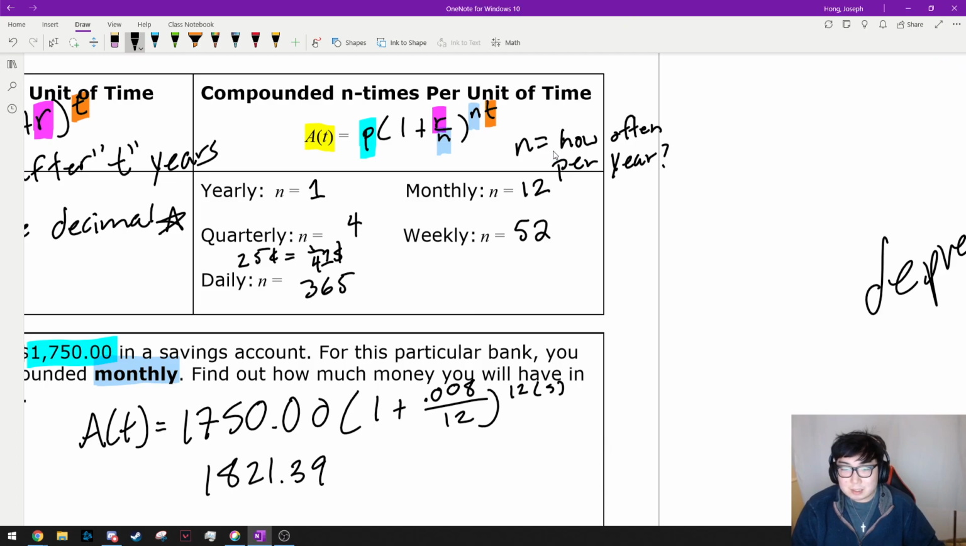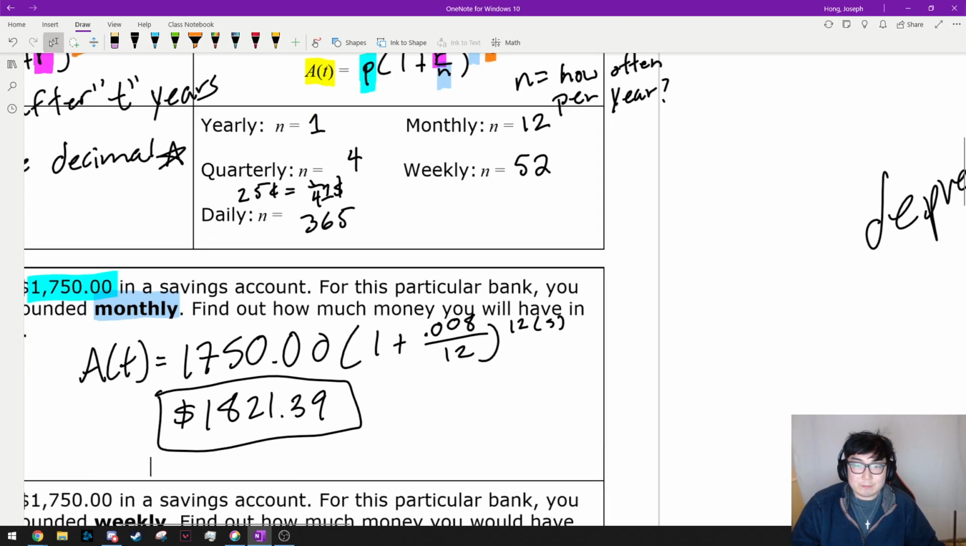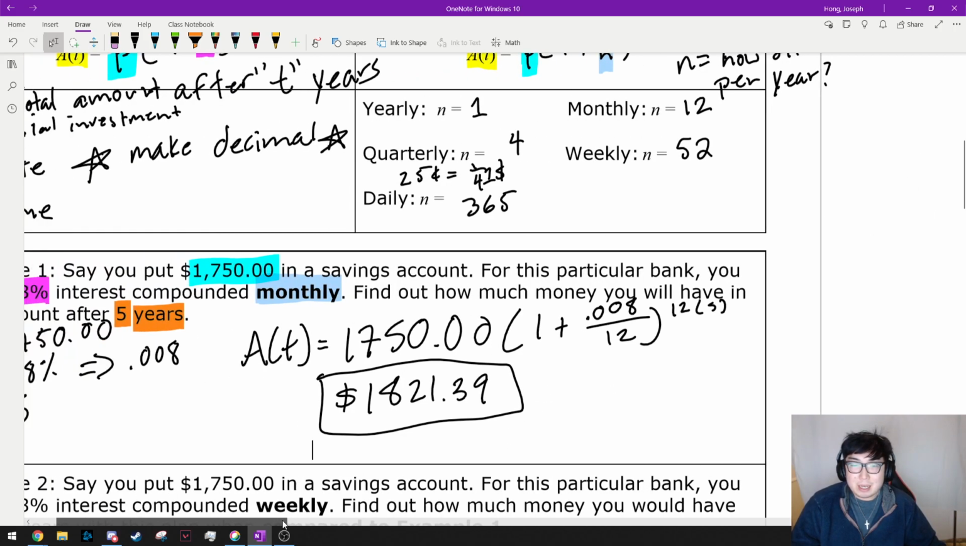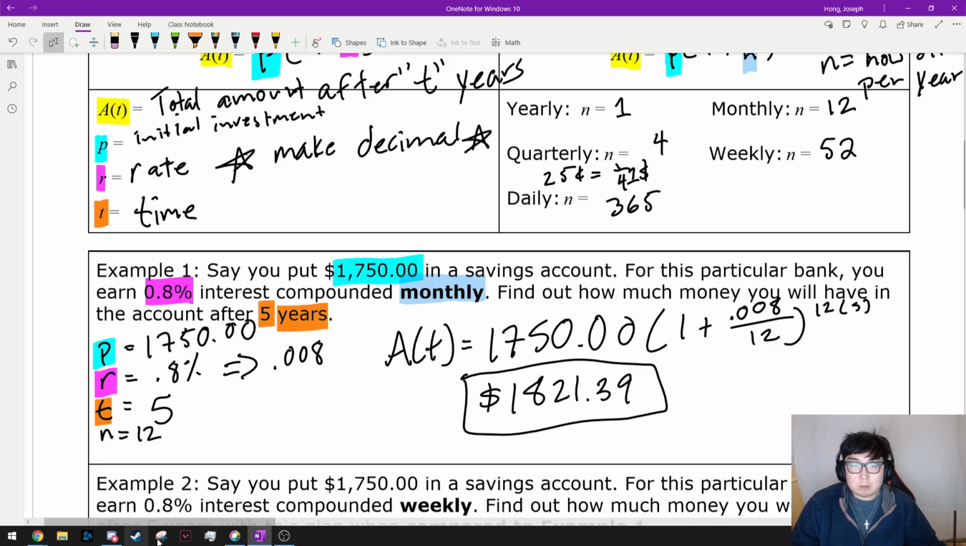So I make $1,821.39. And that's how much I made for free after 5 years. I didn't do any work. I didn't put any extra money in. I really made quite a substantial amount of money.